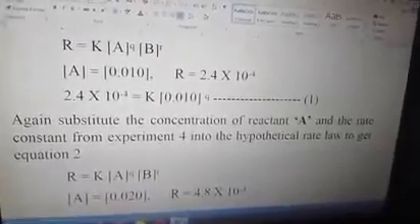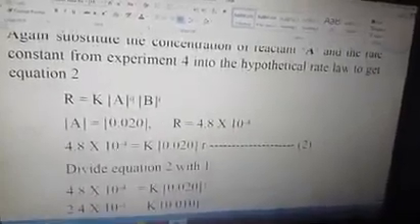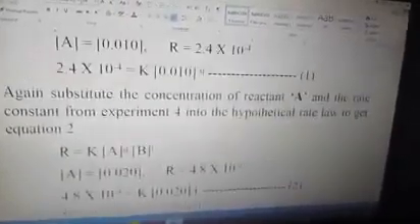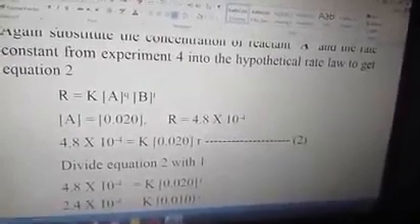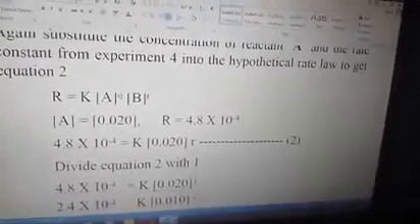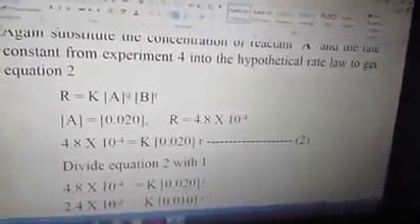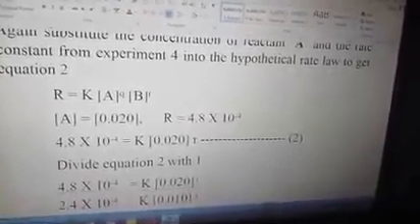to get equation 2. So from experimental set 4, our concentration of A is 0.020 and the rate is 4.8 power minus 4. We still do the same thing. Replace R with 4.8 power minus 4 and replace the concentration of A with 0.20 raised to power.